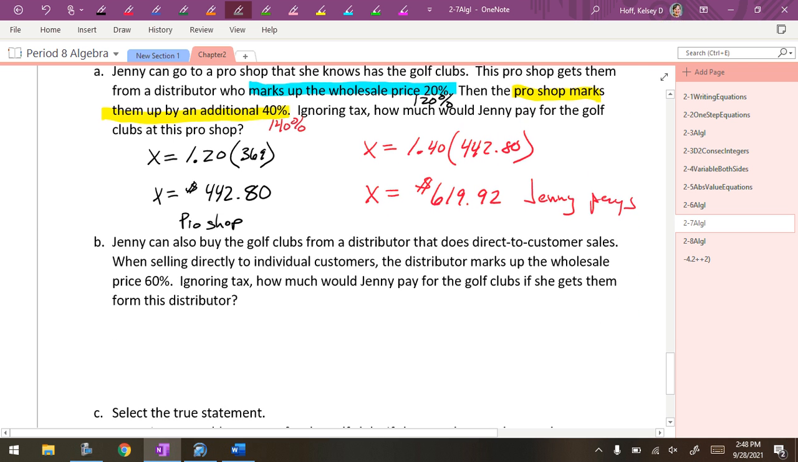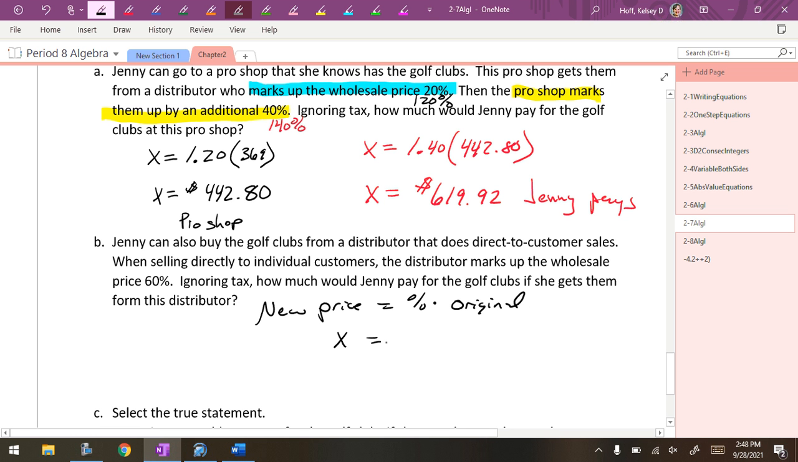Now, part B says Jenny could also buy them directly from the distributor in the direct to customer sales. When they sell them directly to customers, the distributor marks it up 60%. Like Maddox said, why can't we just add 40% and 20%, right? 60%. So the new price is equal to the percent times the original. This time we're only going through one markup, still 60% though.